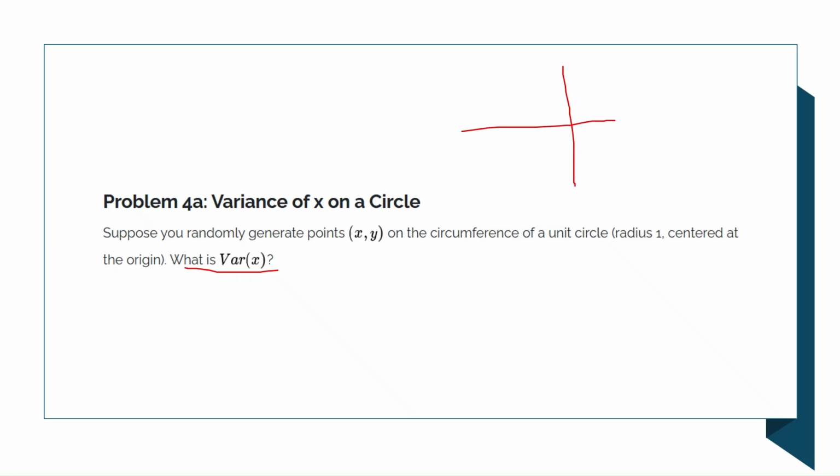So the question says we have a unit circle around the origin. This is 1. This is the x coordinate of any given random point. This is the y coordinate. And we are expected to find what's the variance of x. So let's take a look at how we can solve this problem.